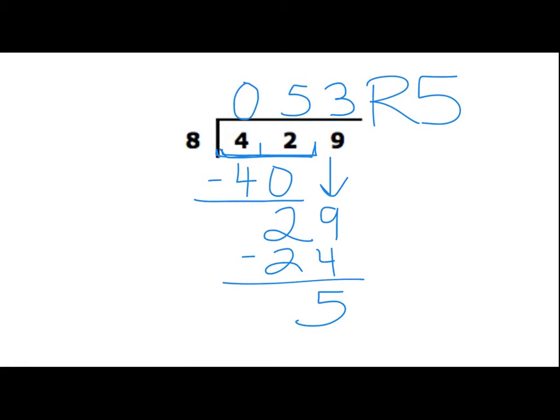So let's think, which strategy did you like better? The one where we did it the quick way, did it all in our head, or do you like to write it out? Either way is fine as long as you're using one of the strategies.